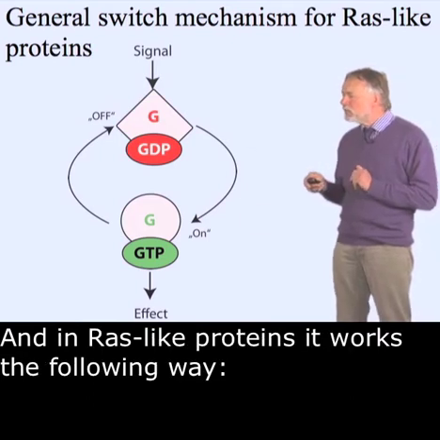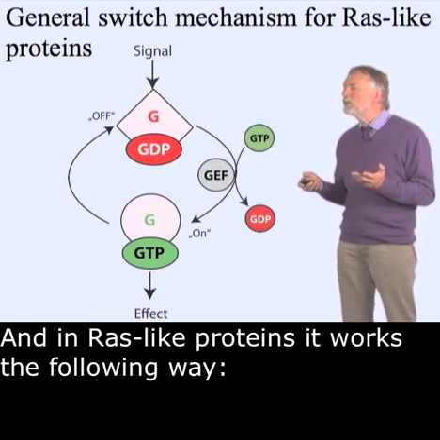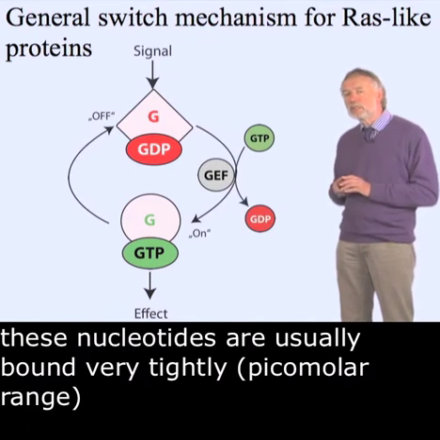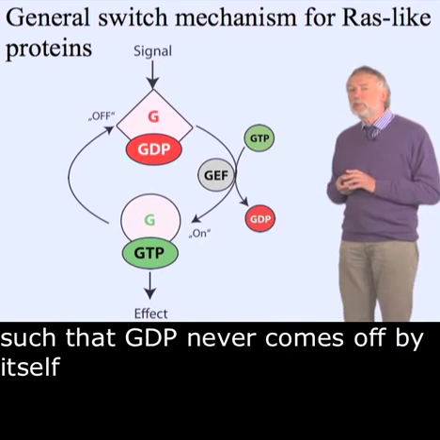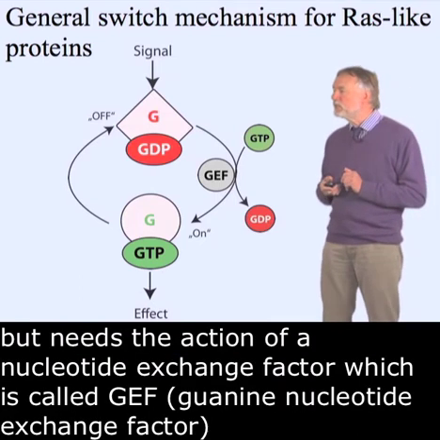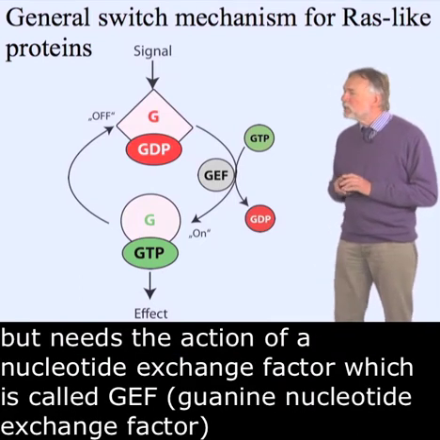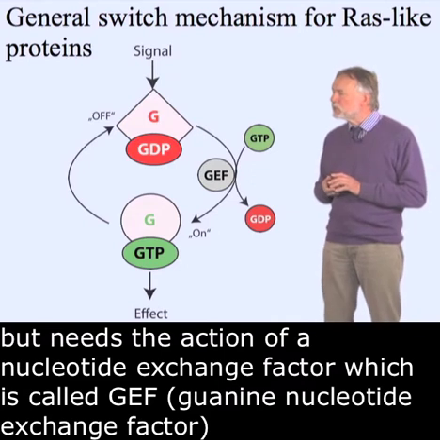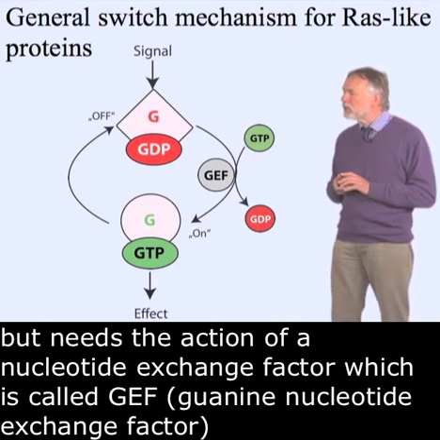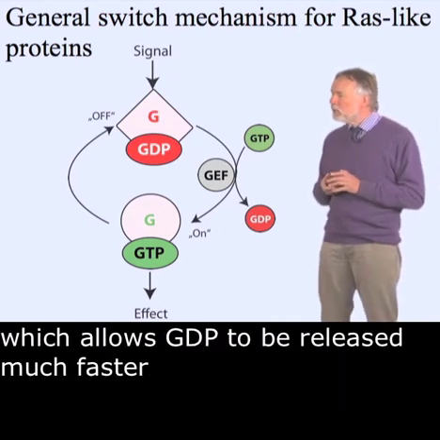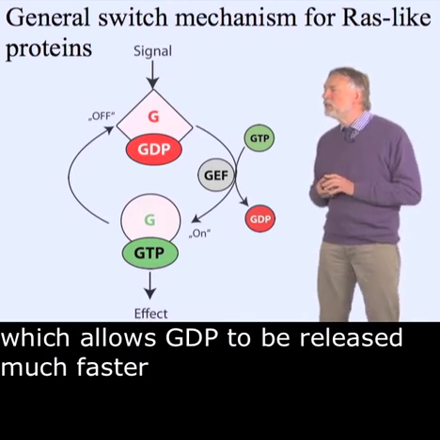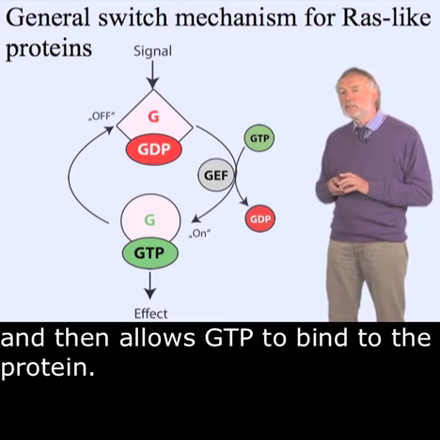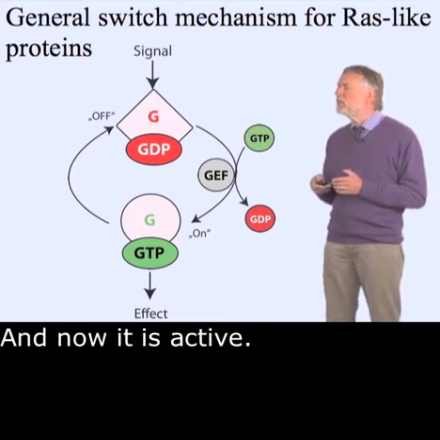In Ras-like proteins, it works the following way. These nucleotides are usually bound very tightly, in the picomolar range, such that GDP never comes off by itself, but needs the action of a nucleotide exchange factor, which is called GEF, guanine nucleotide exchange factor, which allows GDP to be released much faster, and then allows GTP to bind to the protein. And now it is active.